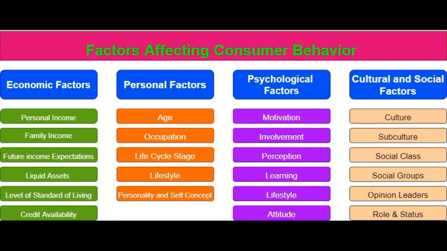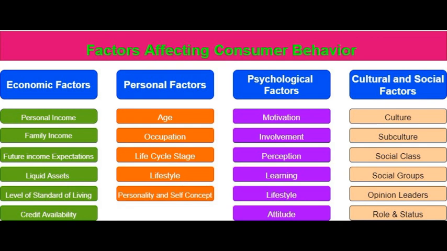Third is life cycle stage. At which stage are you in your family cycle or in your life cycle? You are a bachelor, you are married, or you are married with kids, you are married with dependent parents also. All these factors will influence what kind of buying decisions a person makes. Then, personality and self concept. An individual's thought process, his belief about himself, his belief about the society in which he moves, the family members who are attached to him, all that is also going to influence the consumer behavior.